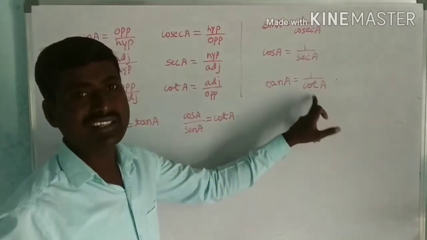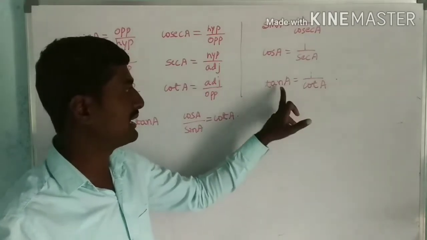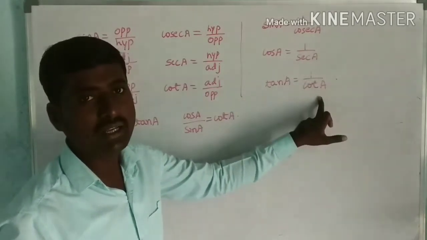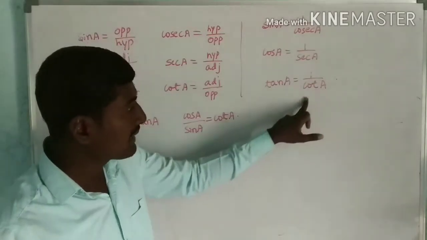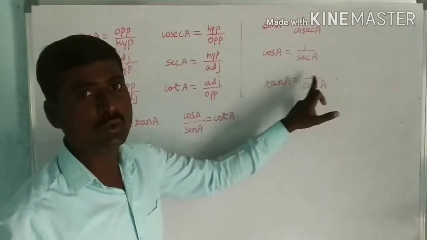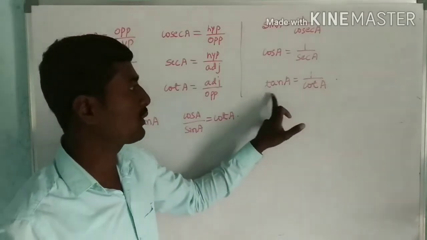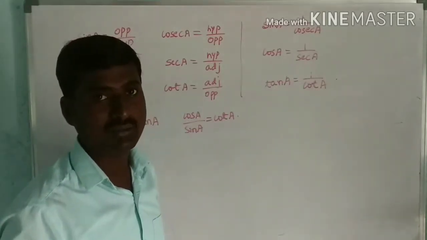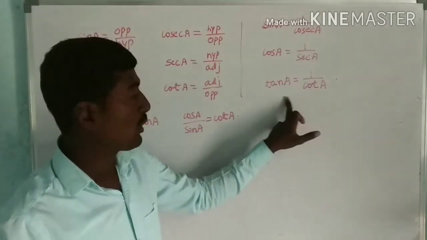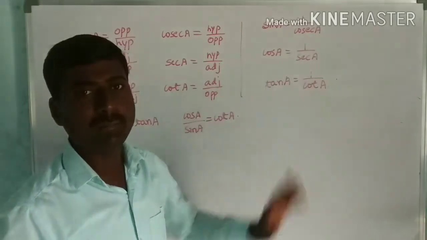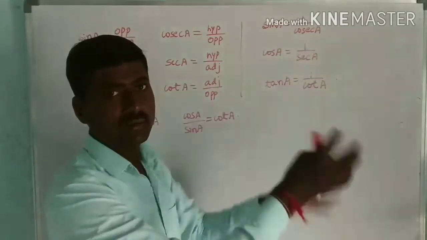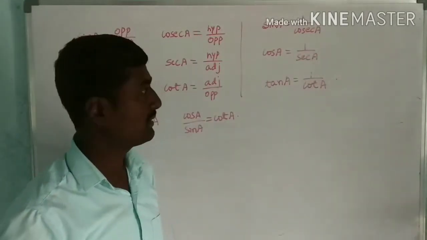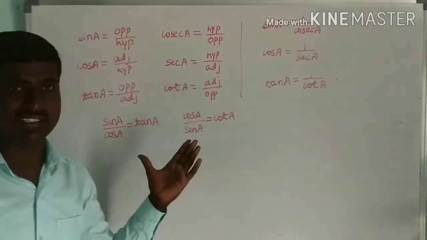Now, cot is a reciprocal of tan, so I can write tan A is equal to 1 divided by cot A. Otherwise, tan A into cot A is equal to 1, reciprocal. Or cot A is equal to 1 divided by tan A. With this formula only you can convert it. So we have to remember all these.